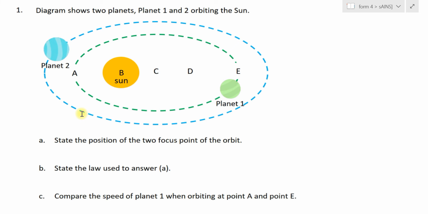Which one means the A, B, C, D, E? Which point? Planet 2, point A, planet 1, point E. Planet 1, point A. But for focus point B. Focus point B, right? One more.